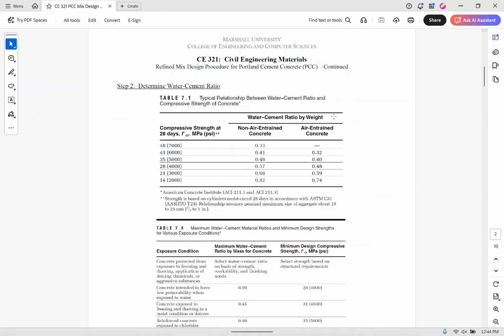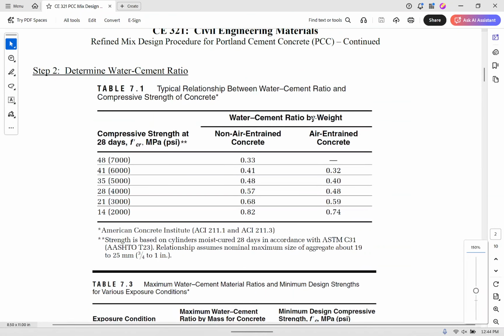Okay, so let's look at table 7.1. Now here's the thing. You go into table 7.1 with FCR, not FC prime. We're going in with this value, so we're going in with the value from step 1. What was the value from step 1 again? 45. So let's call it 4,500 just to keep things simple.